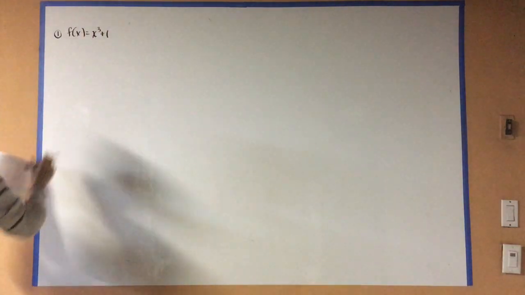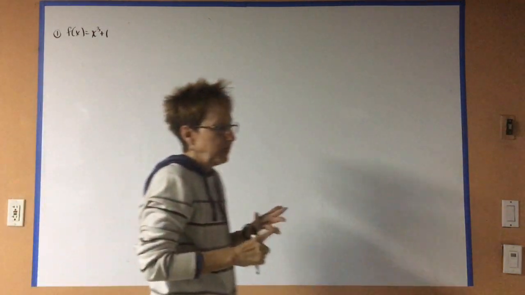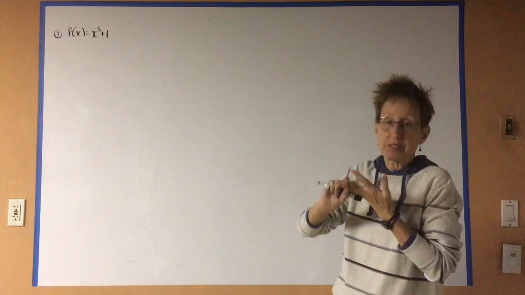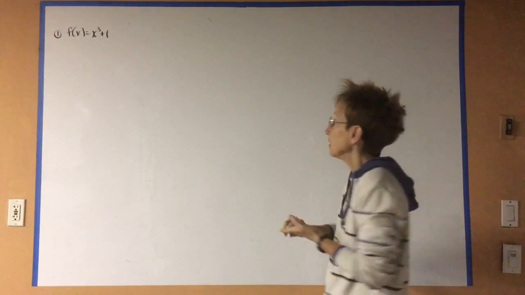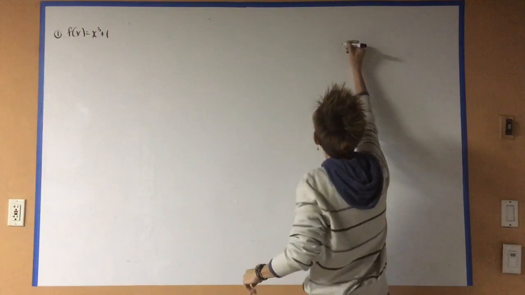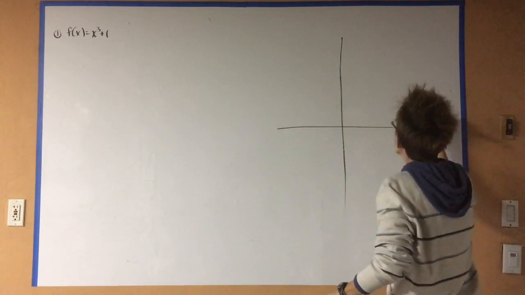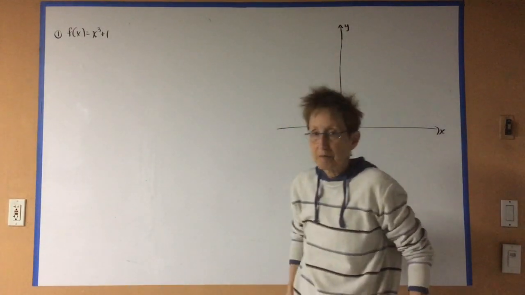So they want me to graph this one, and then they want me to talk about its domain and range and decide if it has an inverse. And if it does, then they want me to graph its inverse, find its domain and range, and write its equation. So first I'll just work on this and get it graphed and decide if it even has an inverse, because if it doesn't have an inverse, then I don't have to do the rest of the problem.